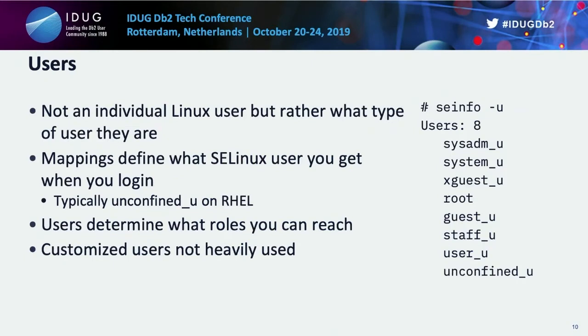So each of those components now, what are they? The first thing is a user. This is not an individual user. It's more of a user group, a type of user. So on a Red Hat system, there are eight defined users that I'm showing. Typically, there's also sometimes a dbadm user. There are mappings that define when you log in, what user do you get as part of your label. Typically it's an unconfined user, and we'll talk in a few slides about why that is. But you can change it, so you can say, this is a sysadm user, this is a staff user, that sort of thing. This is not heavily customized, so typically the defaults are generally good for most people.